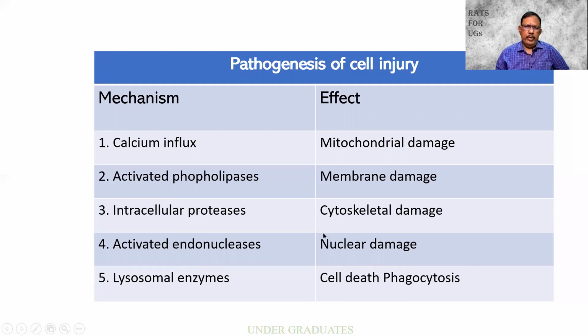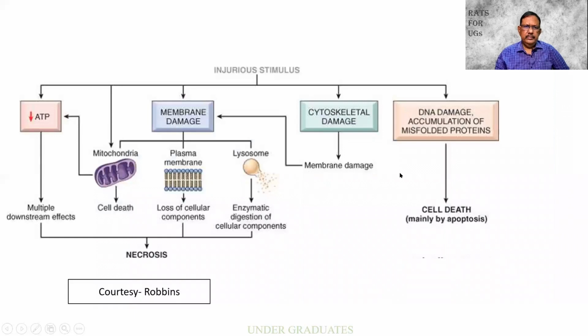So this is important. The same thing is again repeated. There is an injurious stimulus, diminished amount of ATP, and damage to the membrane. So there is an effect on the mitochondria, which can lead to diminished ATP and multiple downstream effects, which can lead to necrosis. Also, there can be cytoskeletal damage and DNA damage. So please remember these four things first: diminished ATP, membrane damage, cytoskeletal damage, DNA damage.